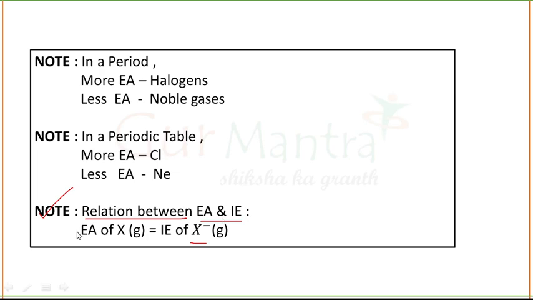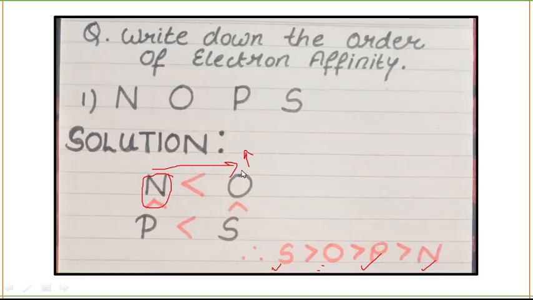Electron affinity of X, where X represents a particular element or molecule, means the electron affinity of an element X in its gaseous state is equal to the ionization enthalpy of X minus, its consecutive anion. So basically the relation is that electron affinity of element X is equal to the ionization enthalpy of the X minus compound or element. Now here comes a question.